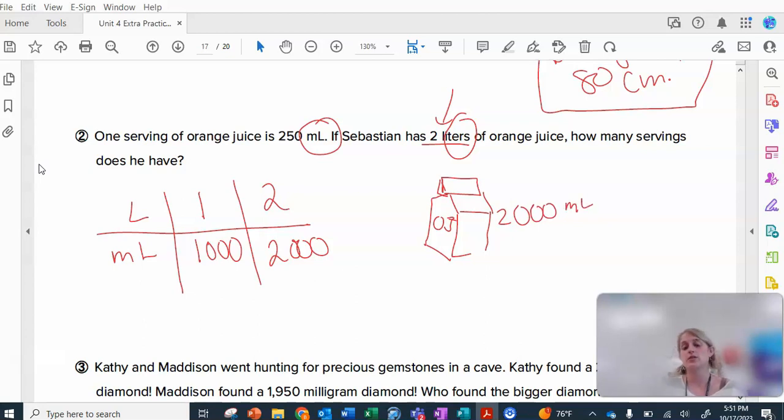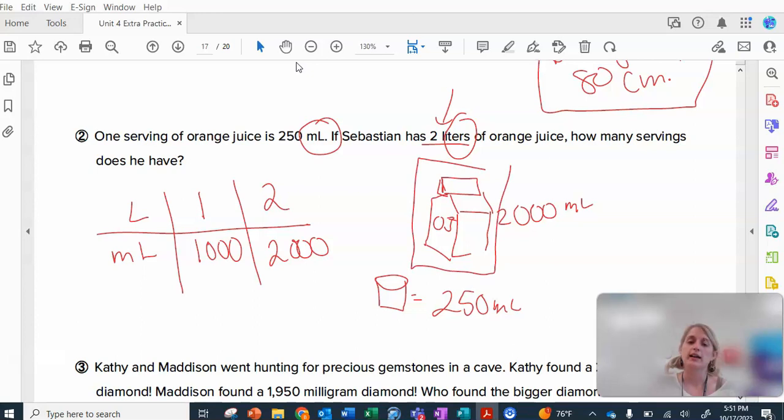But this is a big amount of orange juice, and we are serving different people. We're going to pour it out into fancy glasses. 1 serving, 1 glass of orange juice, is 250 milliliters. The question is, if I have this big thing of orange juice and I'm pouring it into cups, how many servings can I serve? Like, how many can I fill up?